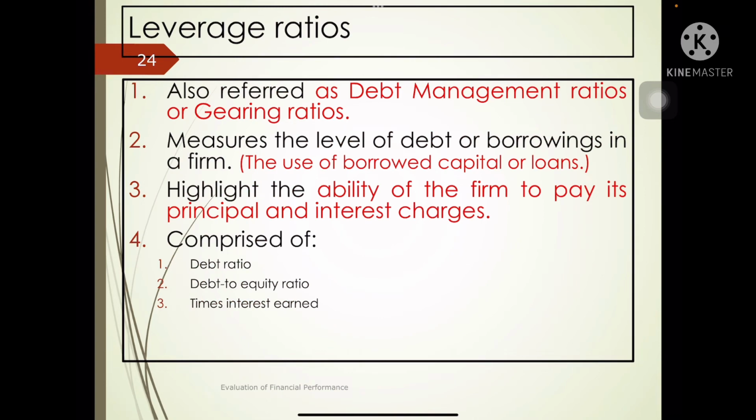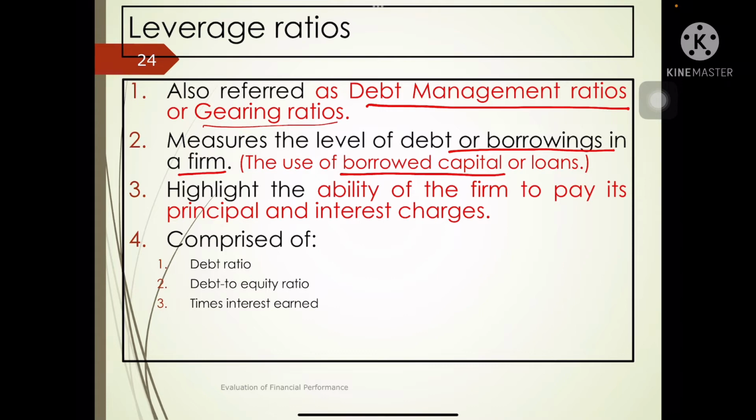This is number three, leverage ratios. So what is leverage ratio? We call it a debt management ratio or gearing ratio. Alright, number two, it measures the level of debt or borrowing in a firm. So this one we use borrowed capital or loan. So it means how effectively they use their loans in the company. Are they managing their loans or their debt efficiently or effectively?